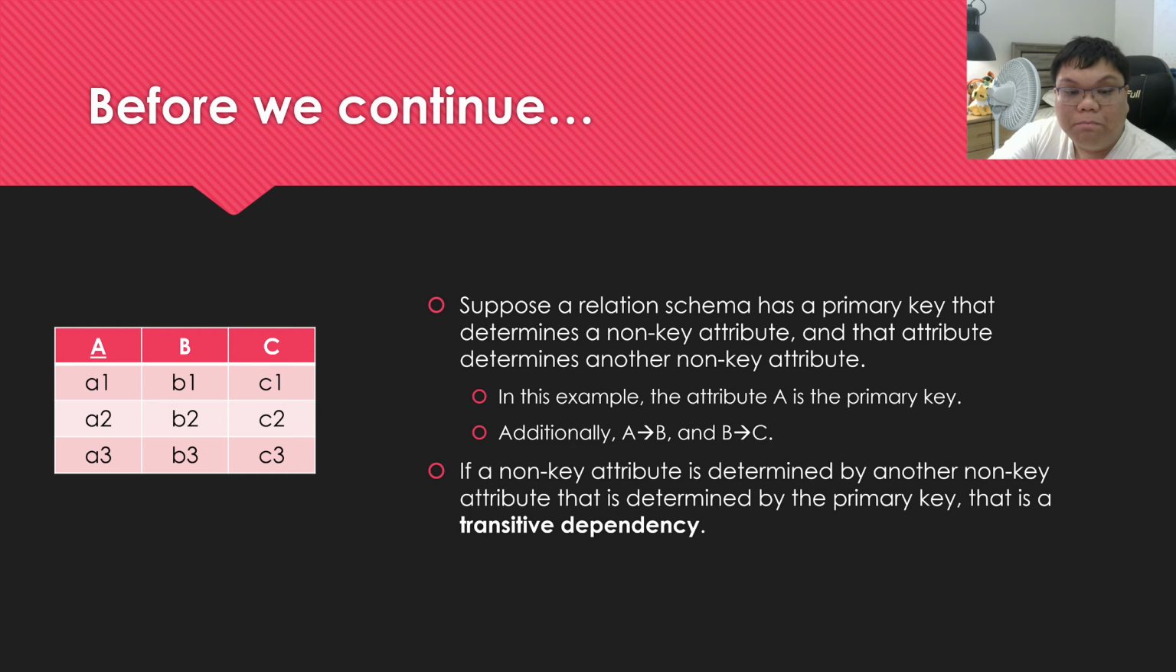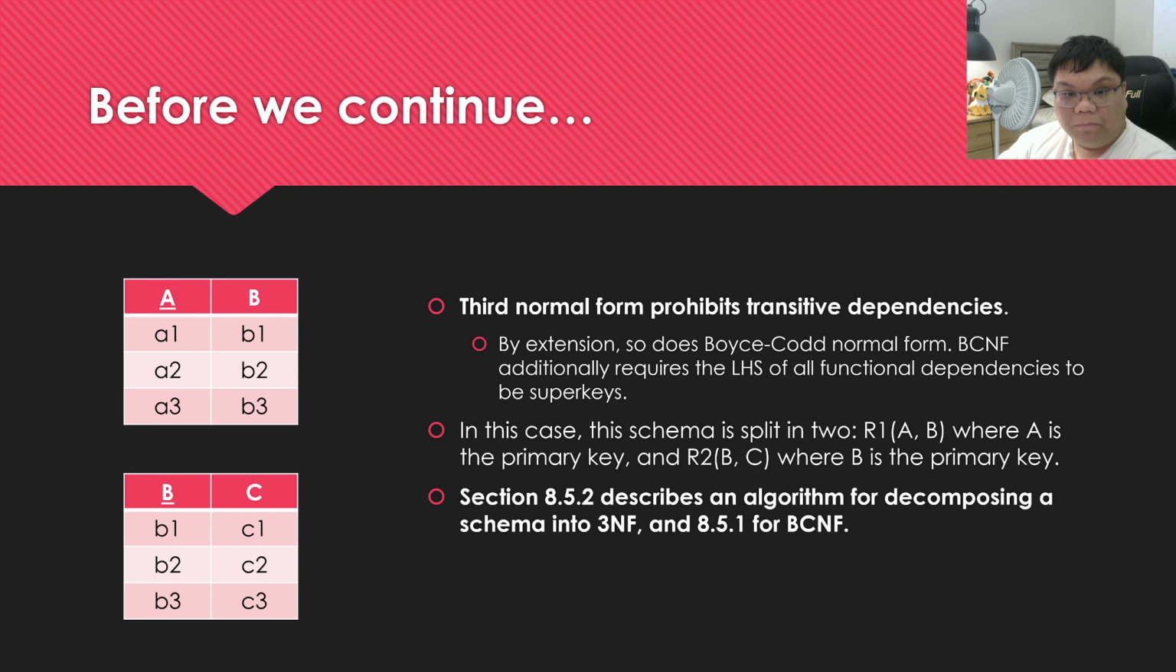If A determines B and A is the primary key, but B also determines C, that's a transitive dependency, and that is a third normal form violation. Third normal form prohibits transitive dependencies. By extension, so does Boyce-Codd normal form. Boyce-Codd normal form, as I talked about earlier, is a stronger form of third normal form.